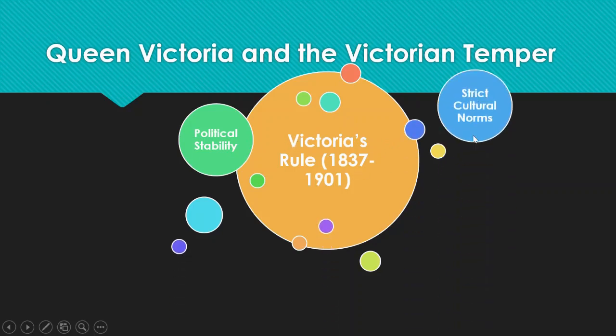And the other issue is the strict cultural norms. We can say that this one, political stability, is kind of influencing that one, strict cultural norms. Because when everything is stable, people start to develop norms. And these cultural norms were sometimes very restrictive, especially for women.